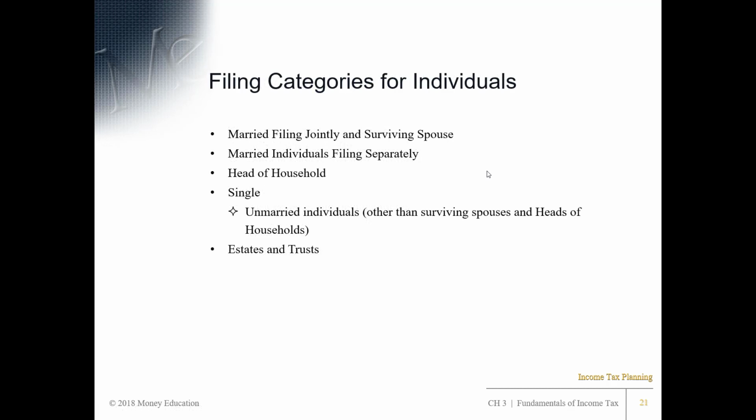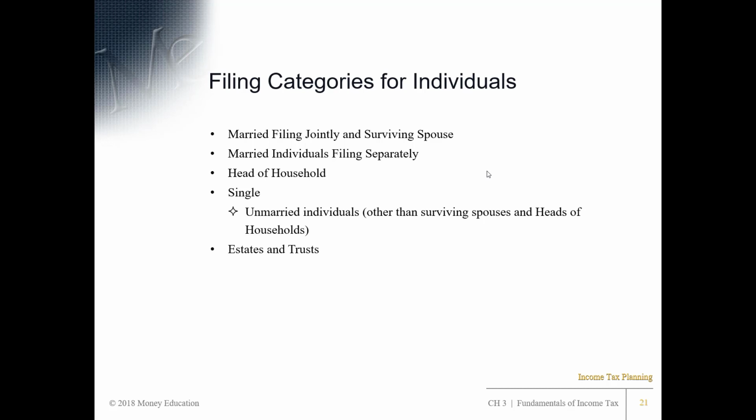So categories for individuals: married filing joint and surviving spouse. To be married filing joint, you must be married on the last day of the year. So if I got married in November, we would want to file married filing joint, even though we weren't married the whole year. Married individuals filing separate, those are individuals who do not agree to file together. It's very rare that it's advantageous to file separately when you are speaking to each other, and if you're just married and living with each other, it's very rare that that would be advantageous.